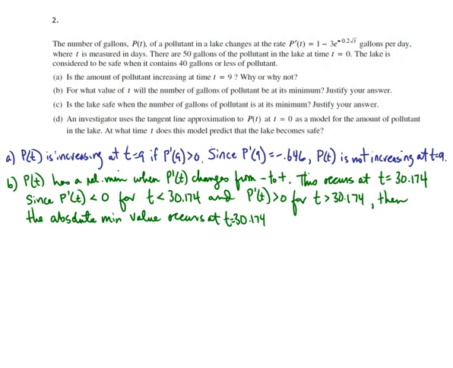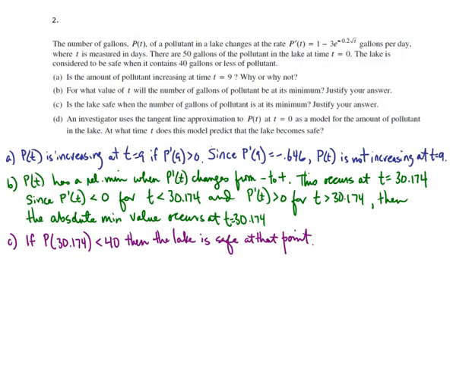And how are we going to do that? We're just going to evaluate P(t) at time t = 30.174. And so I say if P(30.174) is less than 40, then the lake is safe at that point. Now, how are we going to determine whether P(30.174) is actually less than 40 or not? We only have the derivative.